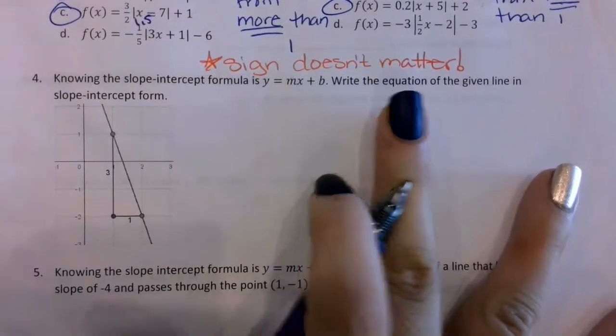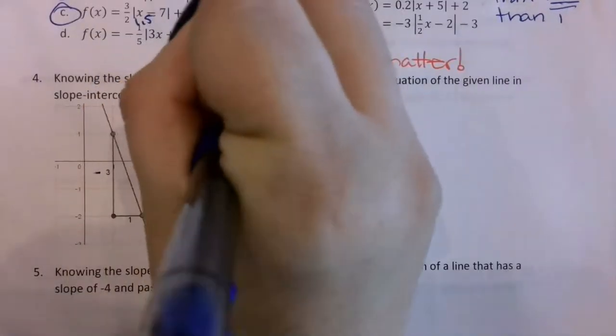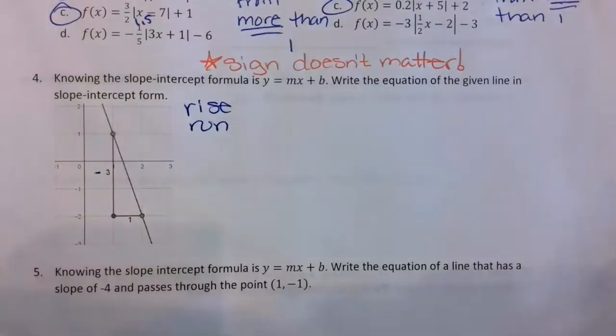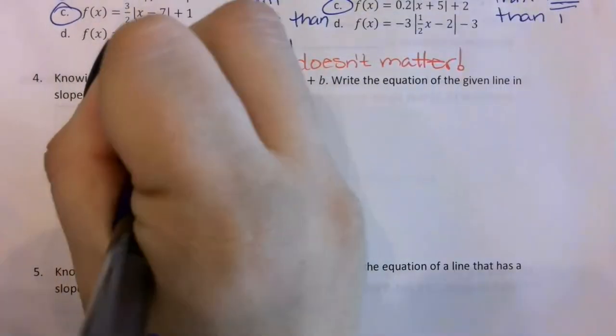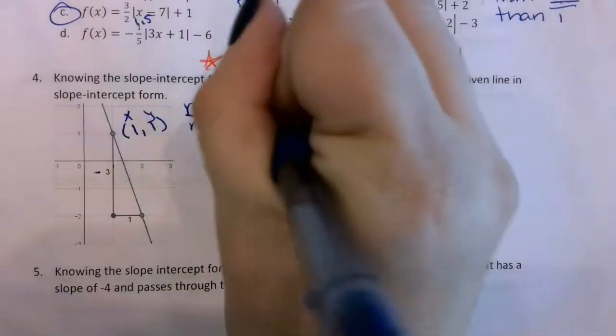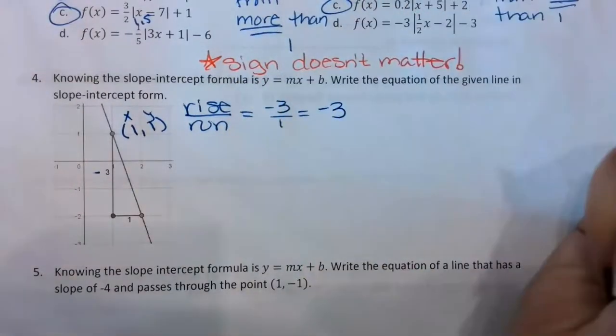Okay, looking at this graph, it gives me my slope triangle. So it's going down 3, right 1. Remember, slope is rise over run. I also know that this coordinate point is 1, 1. It's going to be my x, y. So my slope is negative 3 over 1, which is just negative 3.